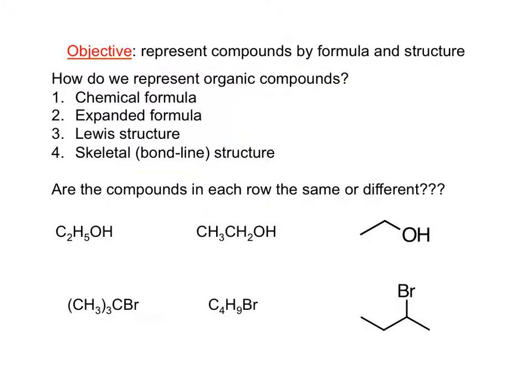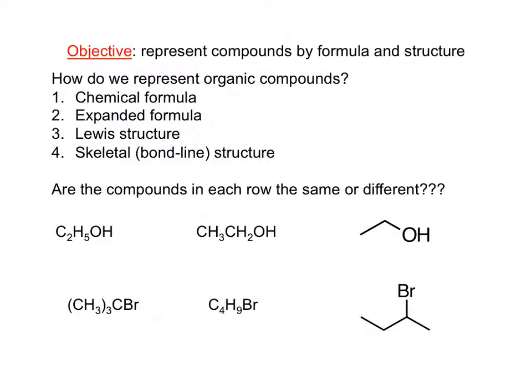So far, we can represent organic compounds with a chemical formula, Lewis structure, and skeletal structure. An expanded formula shows how each atom is bonded to carbon in the chain. So it's a more detailed version of a chemical formula. So stop the video and determine whether the compounds in each row are the same or different.